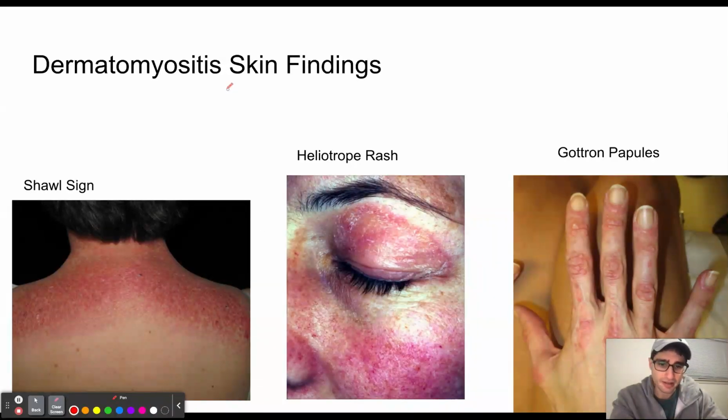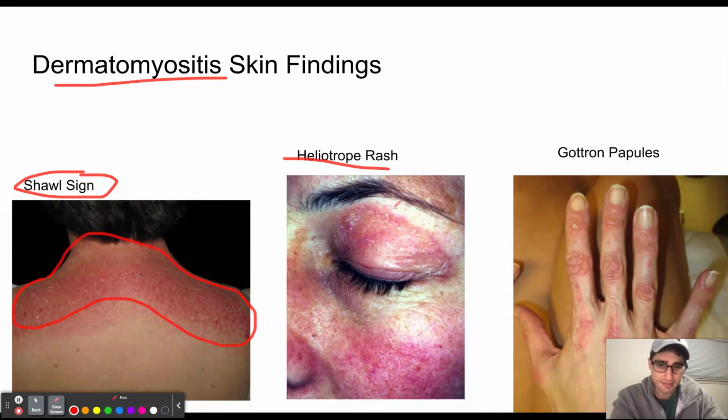Let's look at some of the skin findings that we would expect with dermatomyositis. Here we see the shawl sign, which is going to be the finding of inflammation of the skin in an area where normally a shawl might sit. We have a heliotrope rash, which is going to be the finding of rash on the face. As you can see over here, we have these rashes in the upper eyelid as well. Gottron papules are going to be papules found on the hands, most commonly the joints of the hands, as you can see over here.